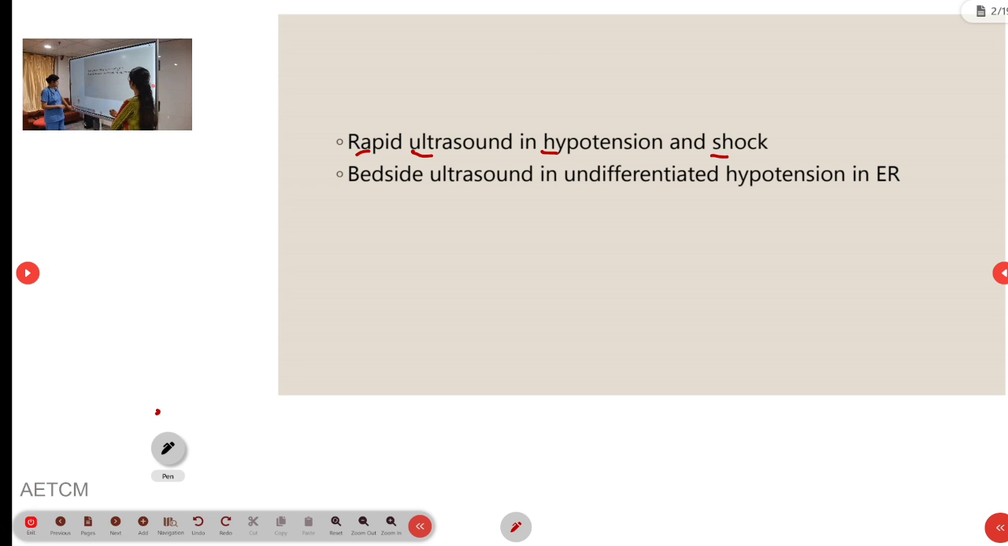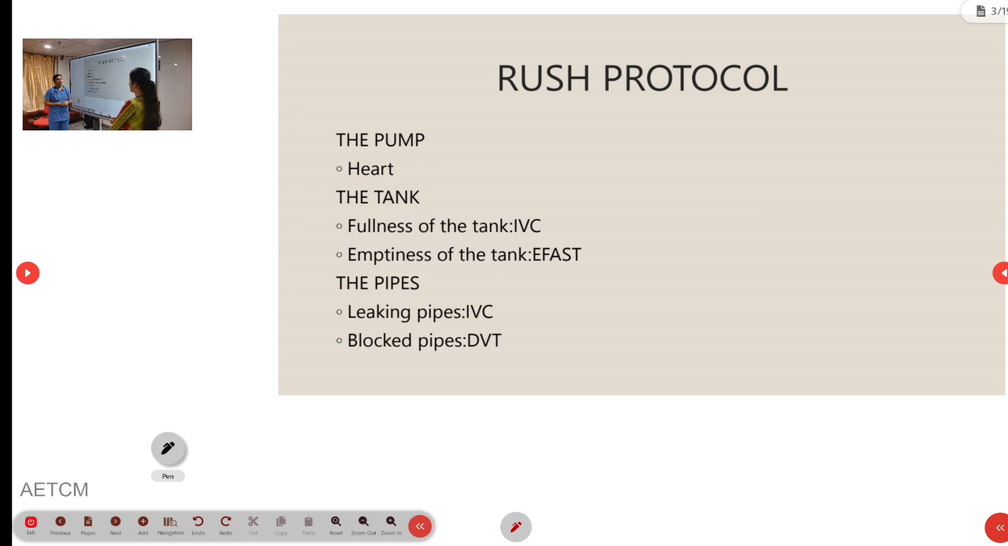Okay. So why do we need to do this in the ER? For a rapid detection of the cause of shock and correction of shock. Not only in shock, in case of any hypotension or in case of any tachypnea or tachycardia, we can do this.